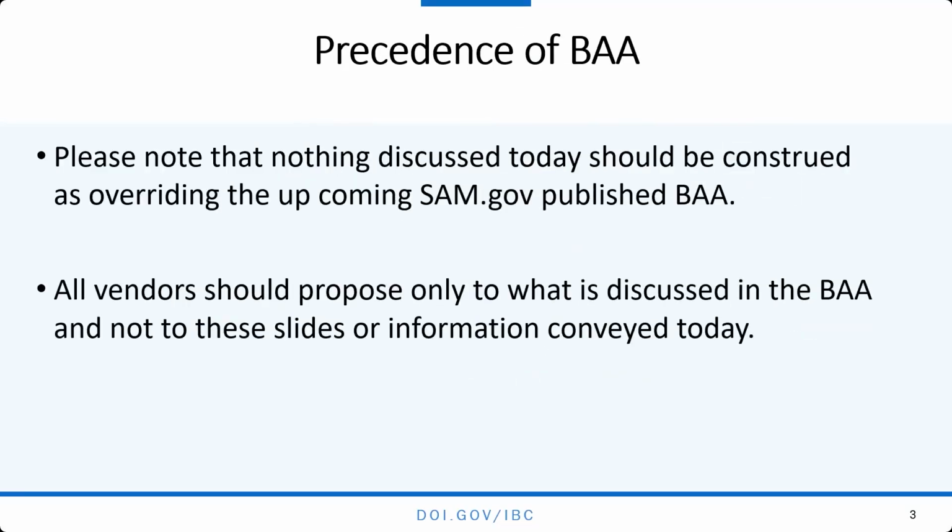You see this theme pretty much several times throughout the day. The BAA is the final authority. There's going to be a lot of things said on the slides that are assumptions that we've made through the process in the past, but the BAA will be the final authority. The BAA will be posted on sam.gov. That will be through DOI. We'll post it. And of course, that's the part about the authority. Just want to make sure that's clear.